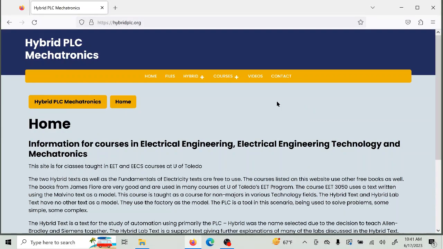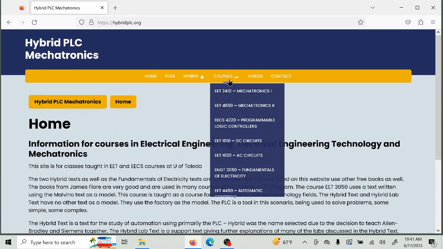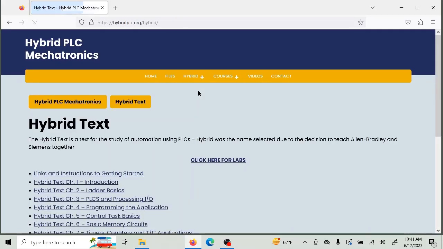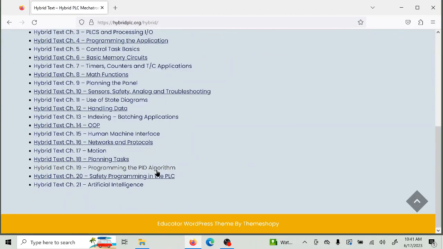Good morning. We're going to start today with Chapter 19. And the way that we do it is we go under the hybridplc.org website and we click on Hybrid Text. And then we go down to Chapter 19, Programming the PID Algorithm.